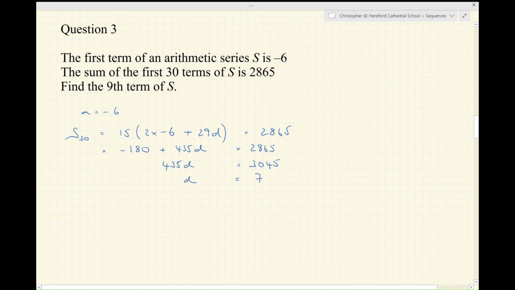So now I know the first term is minus 6, and I know the constant difference is 7. I'm asked to find the ninth term. So that will be the first term plus 8 of the differences. And so the ninth term will be 50.